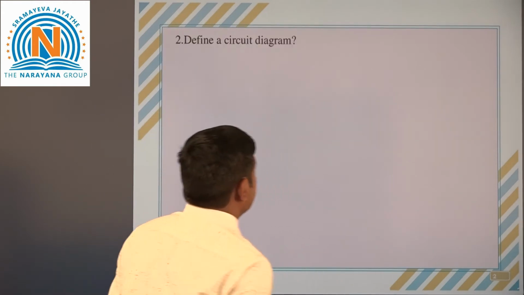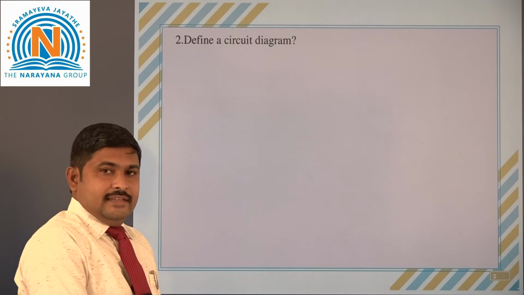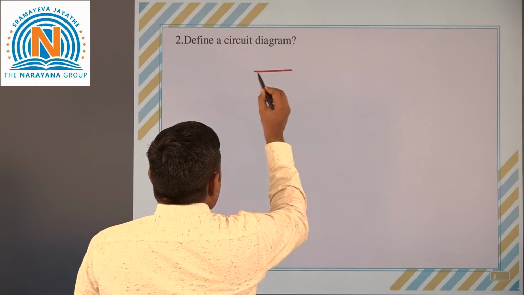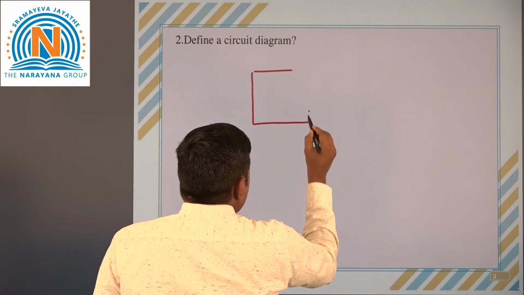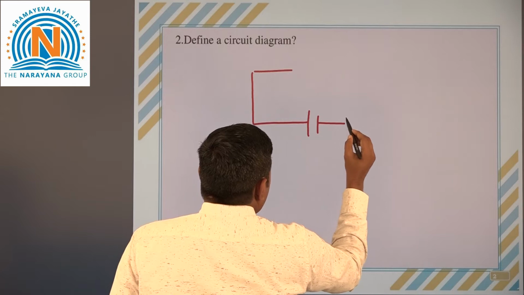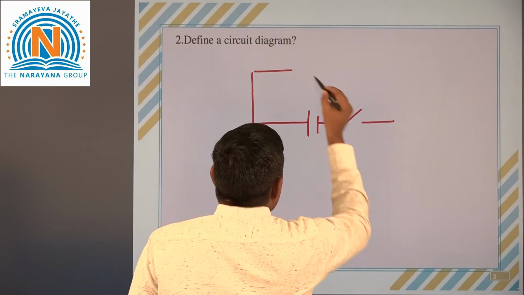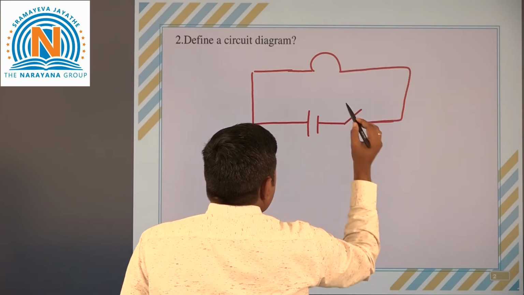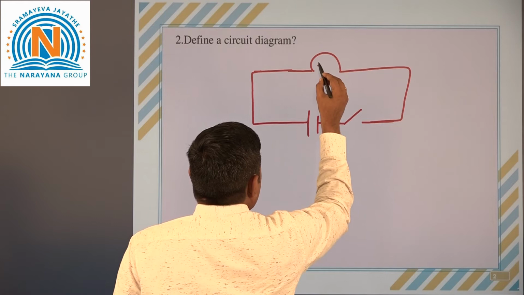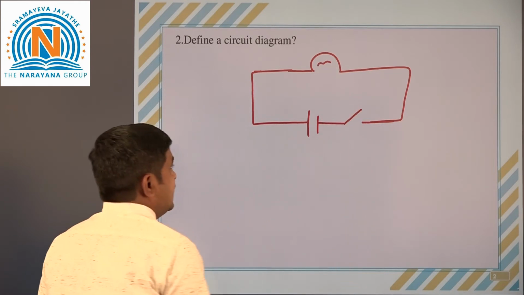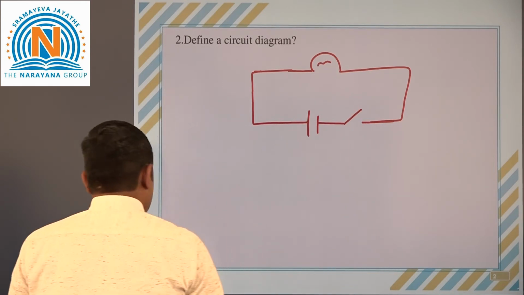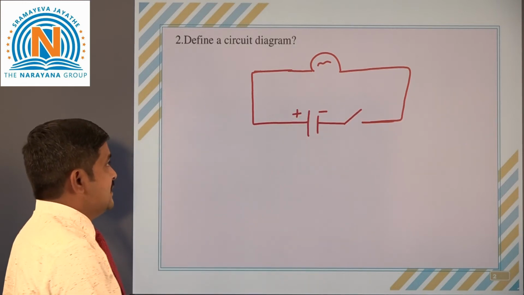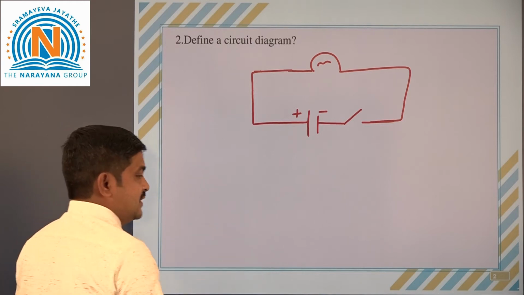Next, let's go to the second question. Define a circuit diagram. The circuit diagram is nothing but the simple diagram which contains the battery and a switch and a bulb. This is the simple circuit diagram which contains the three things: the battery, switch and bulb. This simple diagram is known as a circuit diagram.